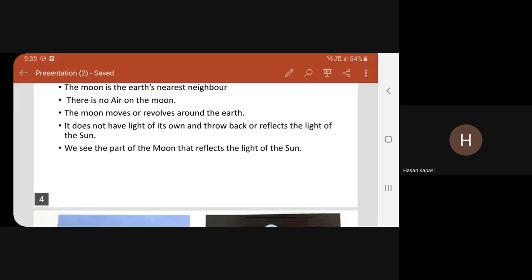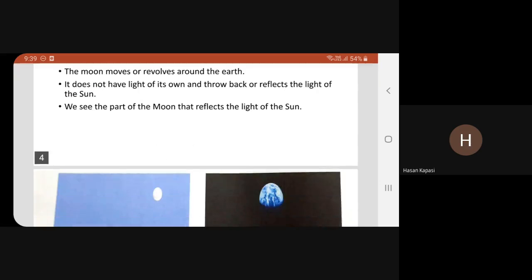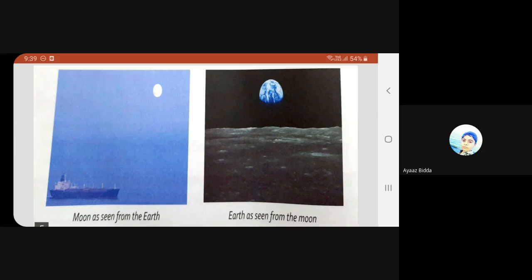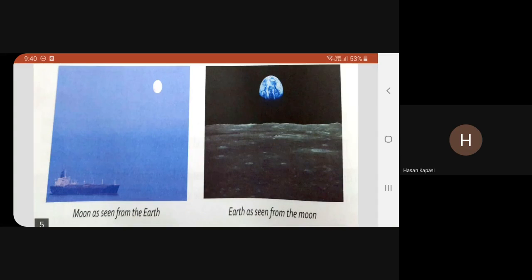Do you know one more thing, that the moon does not have its own light? You might know this very well. Why does it shine? It reflects the sun's light. Yes, very nice. It does not have its own light, but it shines because of the light of the sun. The sun's light reflects on it, and that's why we can see the moon shining.